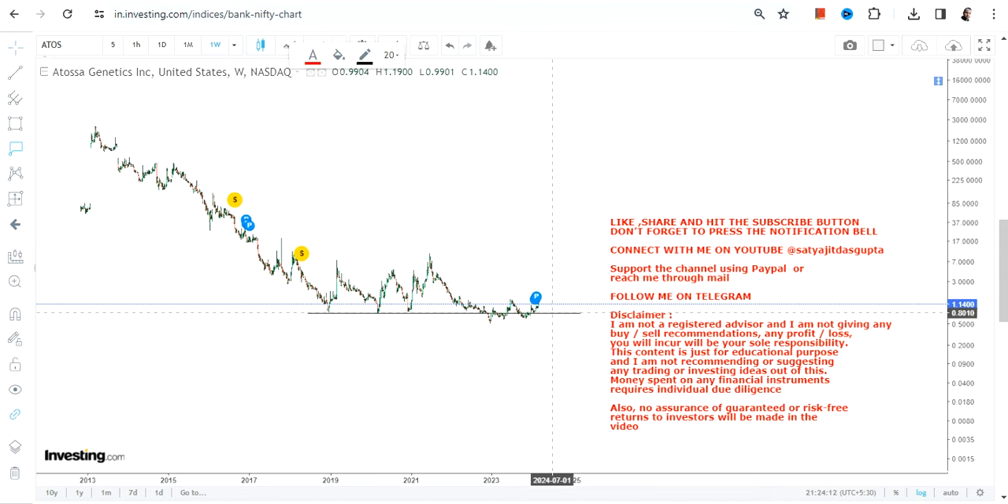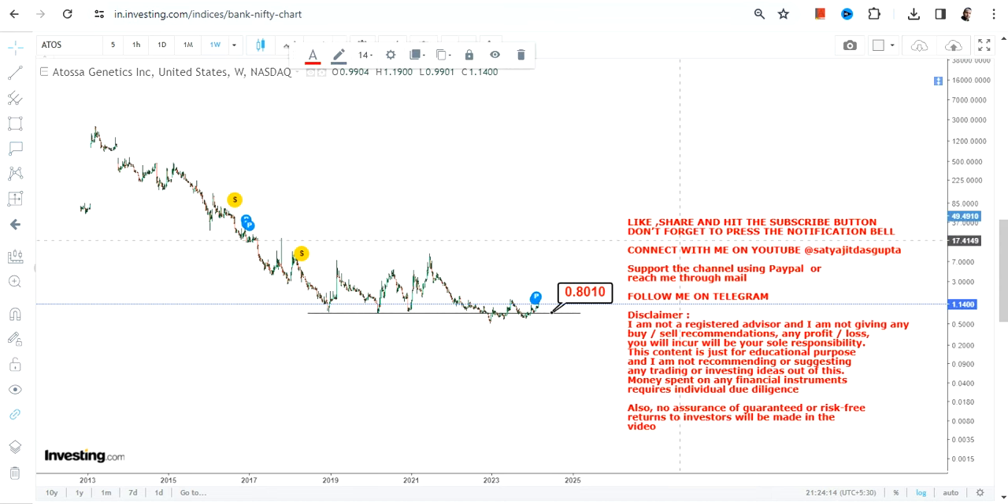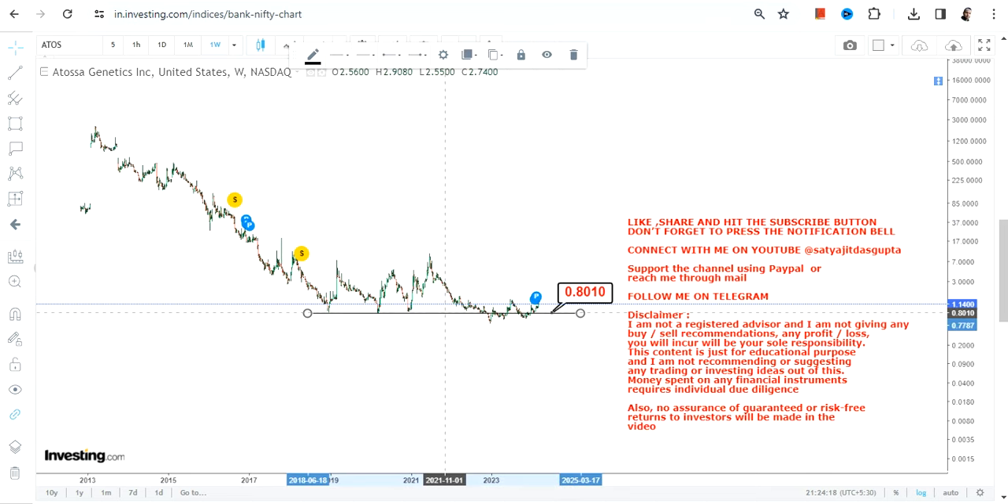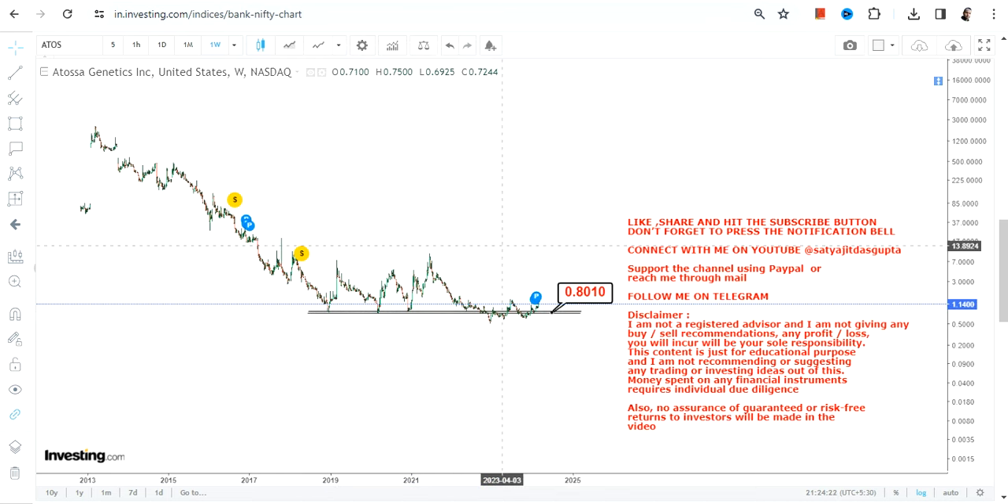But the level which you're going to look at on the downside will be 0.80, and consider this particular level as your support and stop loss. Please do not go below 0.80 or less, otherwise a downside may resume once again. So that's number one. Okay, that's where the risk lies.